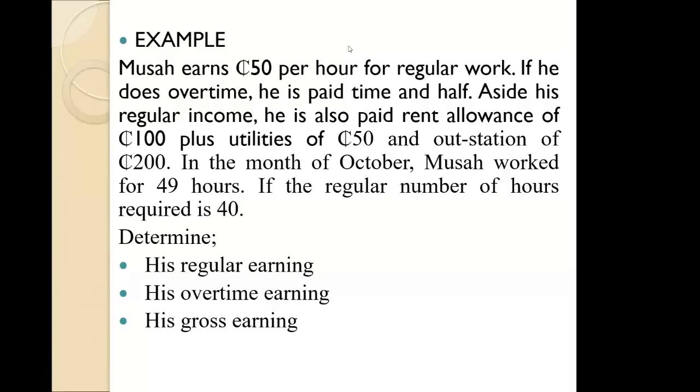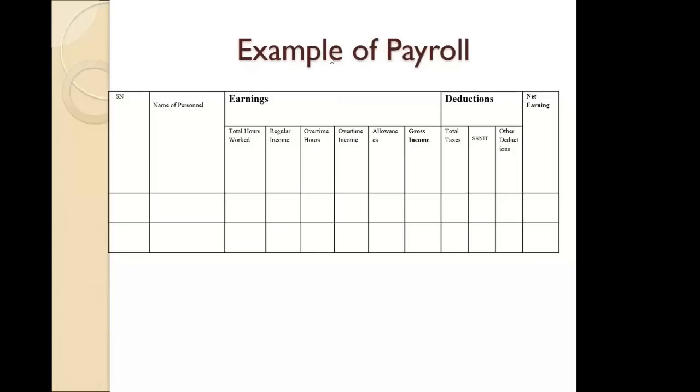Because if you add the 2,000 plus 675, you get 2,675, plus 200 for outstation. That will give him 2,875. You add the 100 cedis, it becomes 2,975. You add the 50 cedis and you get 3,025. Yes, 3,025. So normally this is straightforward, but we do computation in a table.